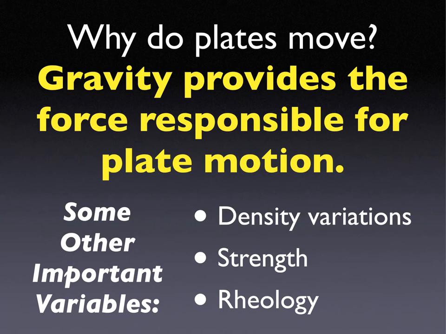First of all, if we think about the possible motive forces behind the fact that the Earth's outer surface is in motion, gravity provides the force that's going to do it. It is acting on density variations in the pieces of lithosphere. Some parts of a given piece of lithosphere might be denser than other parts, and so the denser parts are going to have a stronger tendency to move downwards towards the source of the gravitational field. It also depends on the strengths of those materials. If they're really, really strong, they won't be able to bend so well and so forth. It depends on the rheology of the materials.